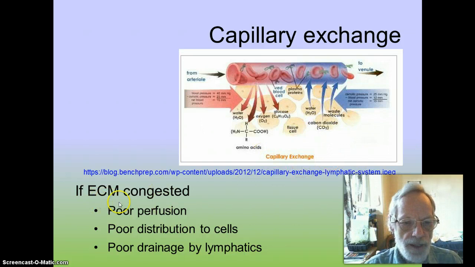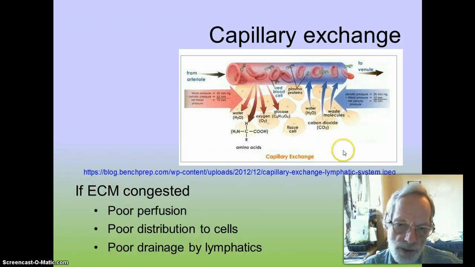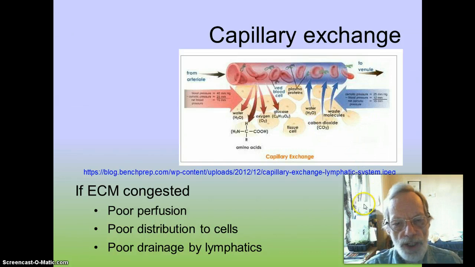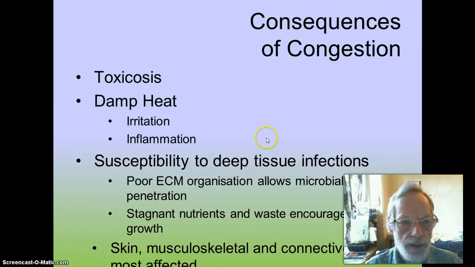So in the congested tissue state, because the extracellular matrix is congested, it's more difficult for the lymphatics to drain off excess fluids as well. So you start to get edema, or fluid accumulation in the tissues. Consequences: toxicosis, build-up of toxins. I suppose you could say one man's toxin is another man's meat in terms of different species, but the point is that the tissues have become literally intoxicated.